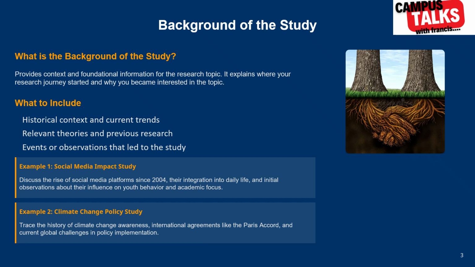For example, if you're working on the effects of social media on academic performance of students, it is ideal that you start by discussing the rise of social media platforms, because you're trying to create a foundation. So you're trying to introduce this concept. So the rise of social media, the integration into our daily life, how it's important, how it grew, the type of social media platforms, the ones students use more, initial observations about their influence on youth behavior and academic focus.